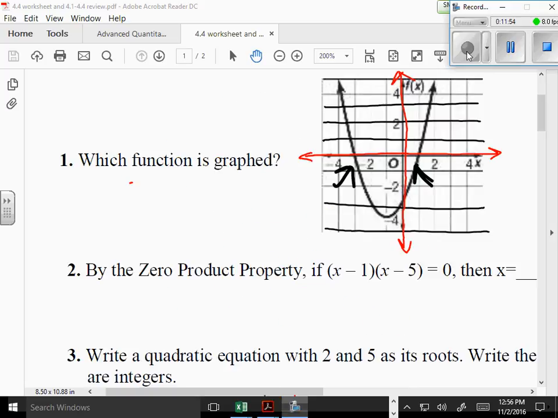So if we want to write the equation for this parabola, we can kind of work backwards from finding the roots. Kind of like solving a quadratic, but working it backwards. So what are the roots of this parabola? Right. So x equals 1 or x equals negative 3. That's negative 3 right there. That's positive 1 right there. That's where it hits the x-axis.